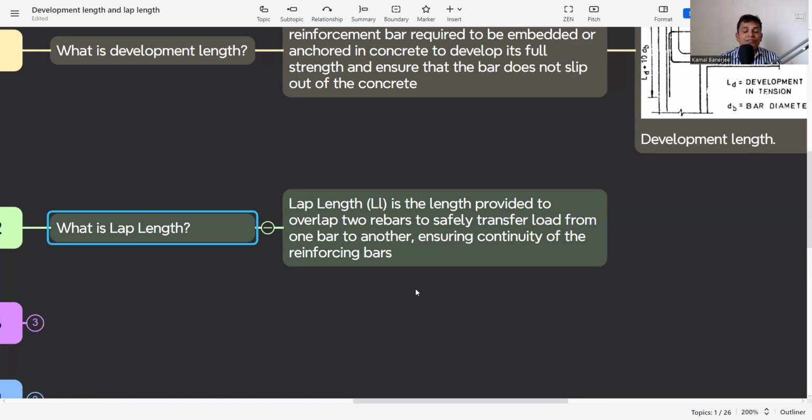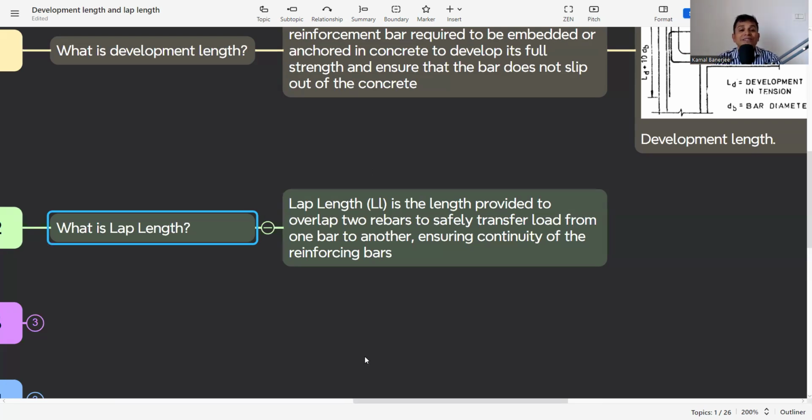So the lap length is the length of the overlap of the two bars to transfer load from one point to another point. Now, the definition of development length is load transfer from one structure to another, one member to another member, to embed or transfer the load safely.